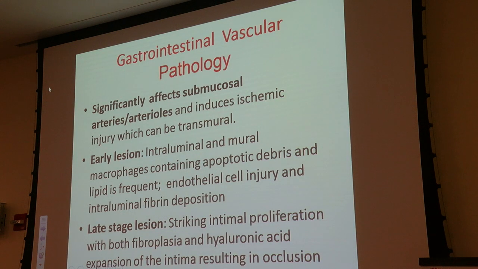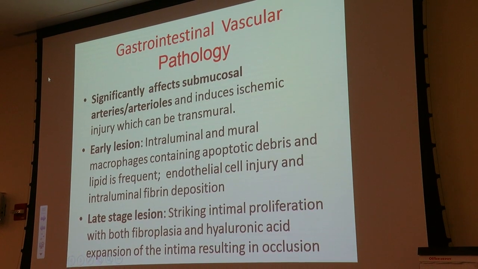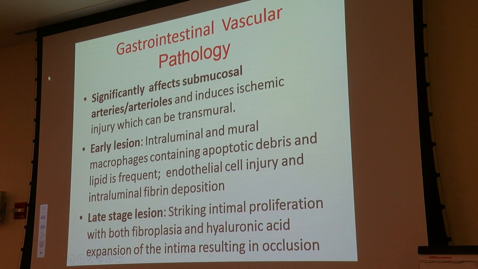So again, just to summarize, it significantly affects the submucosal arteries and arterioles, obviously inducing ischemic injury. The early lesion is really an intraluminal and mural sort of histiocytic influx of these macrophages with some component of endothelial cell injury and variable fibrin deposition. And then the late stage lesion is this striking neo-intimal fibroplasia with matrix production of the intima, and then ultimately occluding the vascular lumen by this plug of collagen and hyaluronic acid.